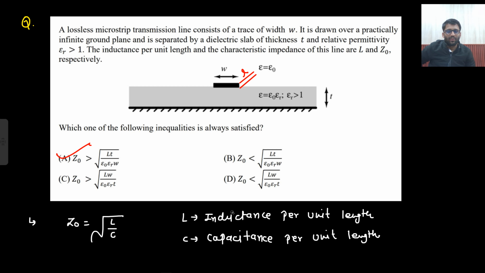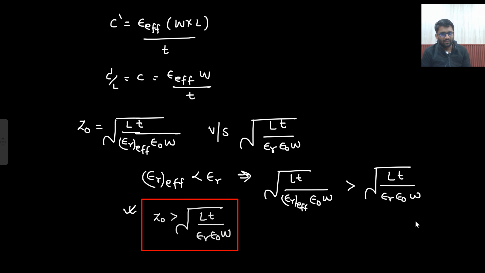According to the logic as well, A should be correct, but B was the given answer. So L into C: the capacitance value is getting decreased. If the capacitance value decreases, that means Z naught should increase. But that was the answer given, so we cannot do anything about it.